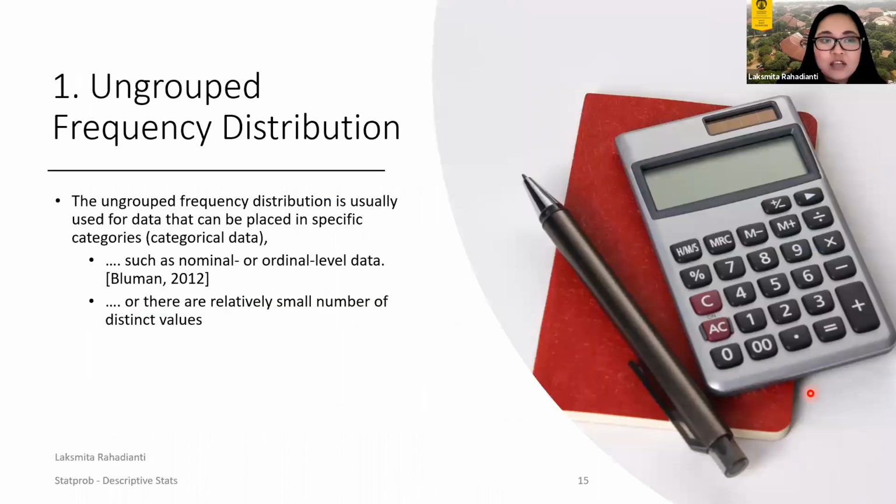So the first one is when you ungroup your frequency distributions. So this is just the definition. It can be used for data that is categorical, that is in specific categories, such as nominal or ordinal level data. And there are a relatively small number of distinct values.